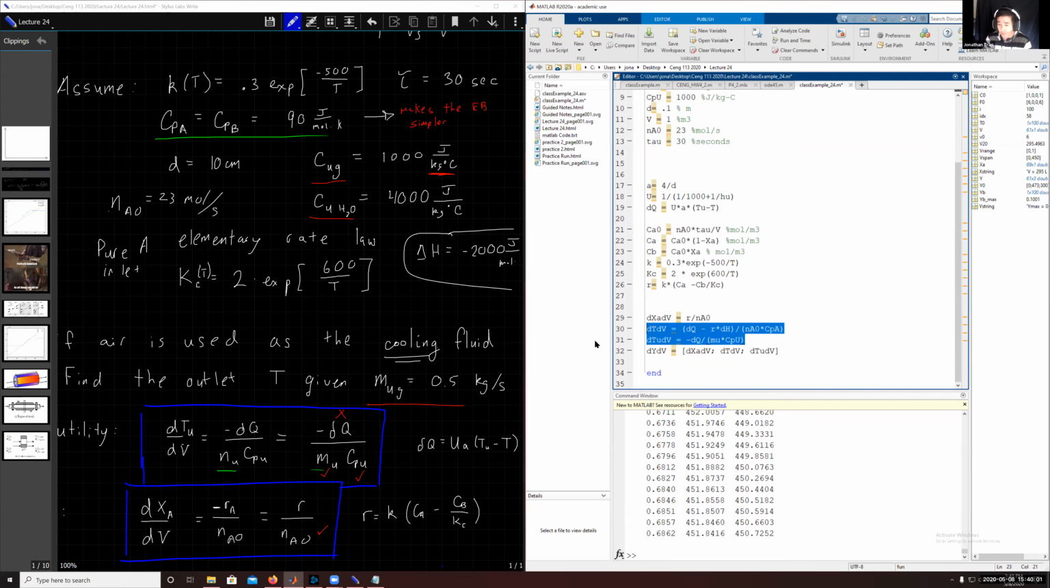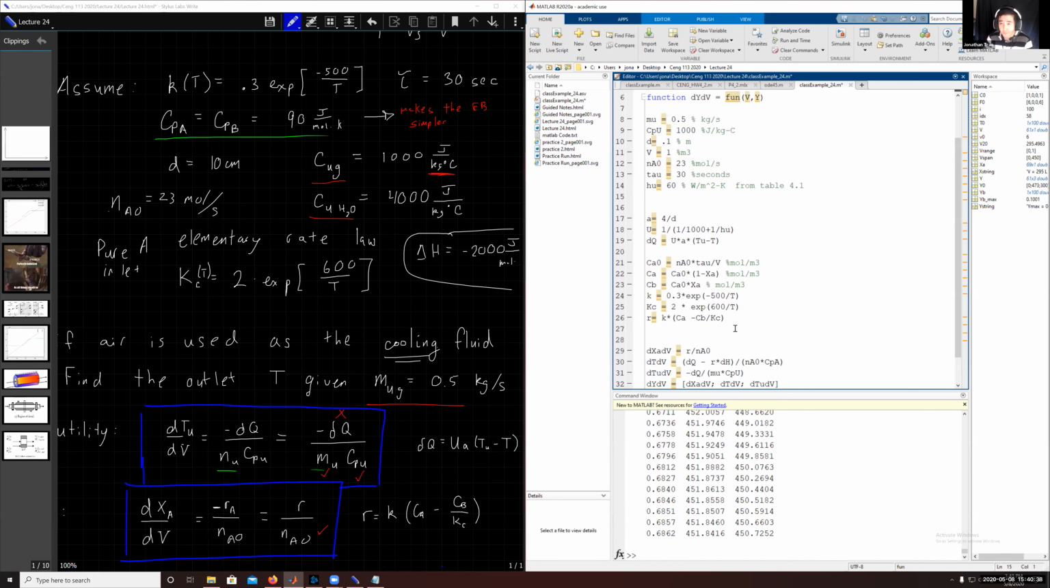And then the last equation to go through is the energy balance for the PFR, dT/dV. So dT/dV needs to be specified. In this case, what about HU? Oh, you're right, HU needs to be specified. HU for a gas from table 4.1, I believe, is going to be 60 watts per meter squared Kelvin. This is from table 4.1, I believe. Thank you.